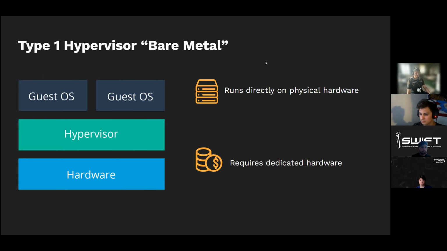Type 1 hypervisors are called bare metal hypervisors because what they do is they run directly on physical hardware. In the diagram on the left, you can see that there's hardware at the very bottom. The hypervisor is built directly on top of that. And then your guest operating systems or your virtual machines would be run on top of the hypervisor. Now, because there is no interference between the hardware and the hypervisor, type 1 hypervisors are very efficient. They run super fast. This is why you also see them a lot in enterprise use.